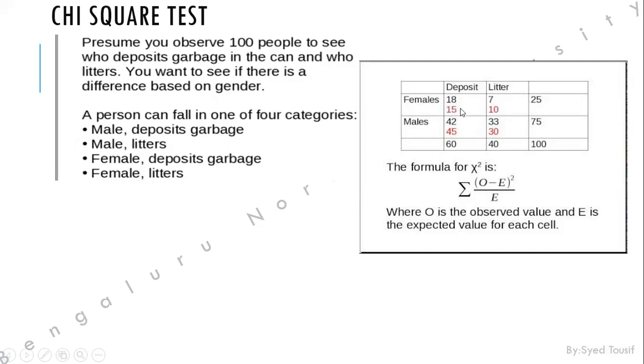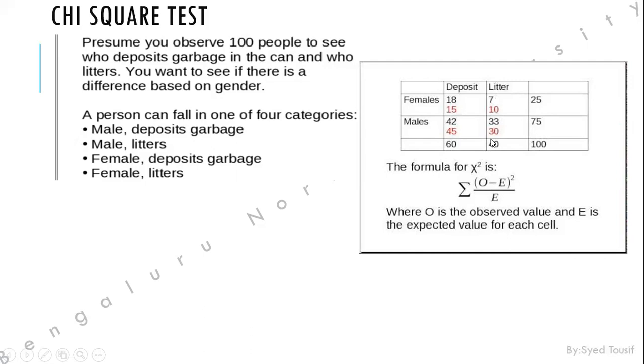If you see the total number of depositors, it will come to 60, the sum of the total deposits from males and females. And 40 is the total litters. Who is littering? The female count is 7 and the male count is 33, so it becomes 40.